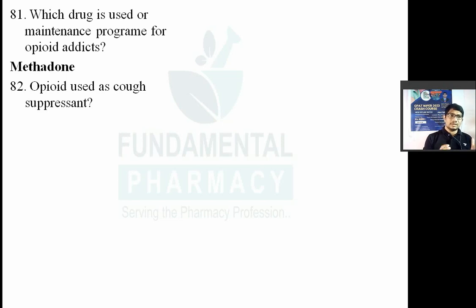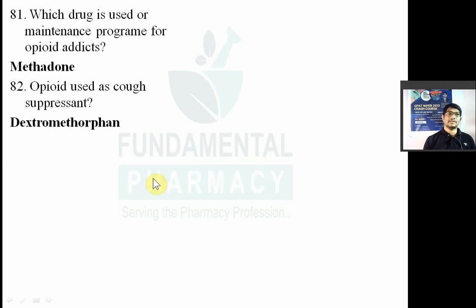So, opioid used as a cough suppressant: the answer to this question is codeine. Codeine is a cough suppressant. Codeine, pholcodine, they are cough suppressants, right? But the semi-synthetic derivative of codeine is dextromethorphan, so that is the answer. Dextromethorphan.